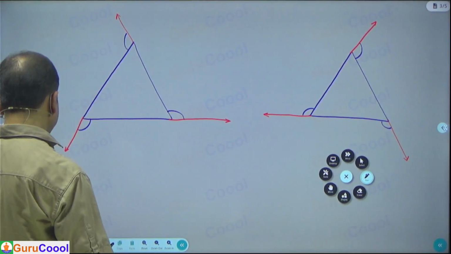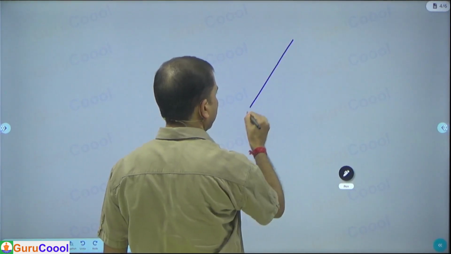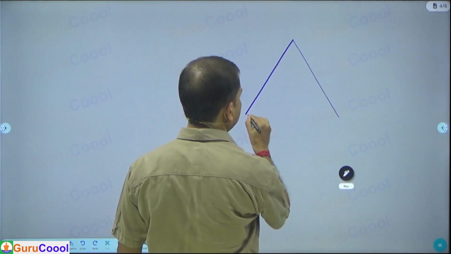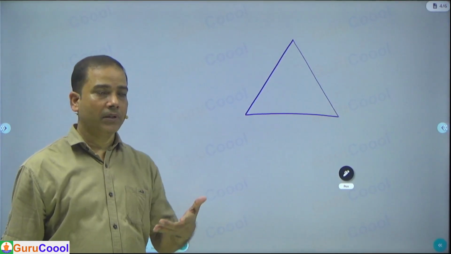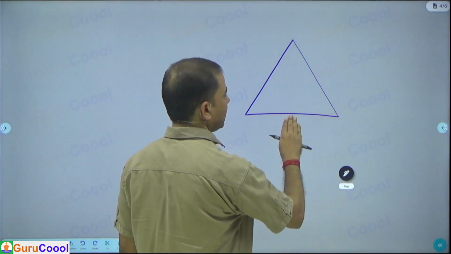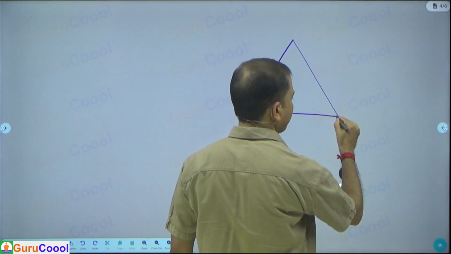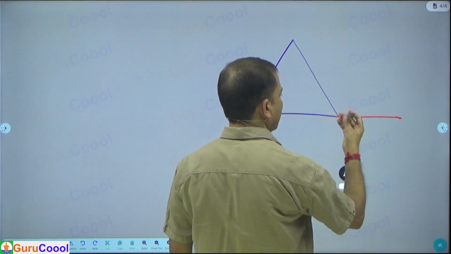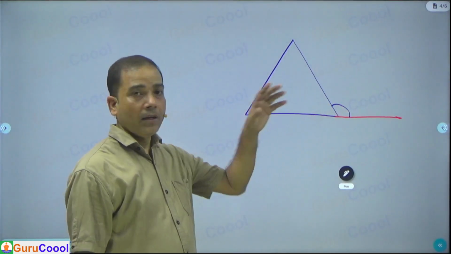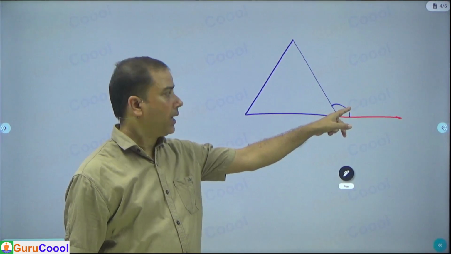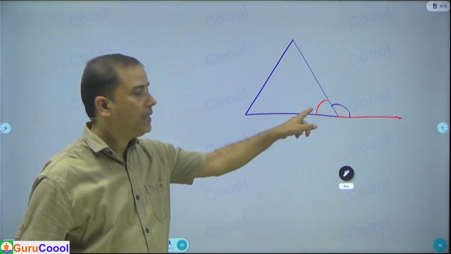Let us understand more about the exterior angle property. I have again taken a triangle, and I'm going to choose any one side and extend it. I'm choosing this side. I'm going to extend it towards the right. And here I have created an exterior angle. Notice that for this exterior angle, there is an interior angle just beside it.